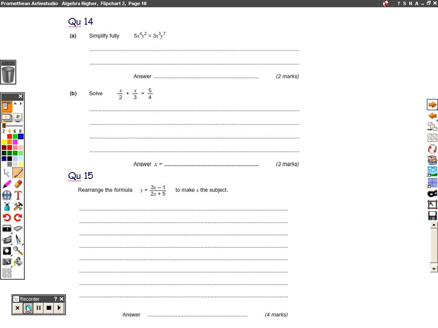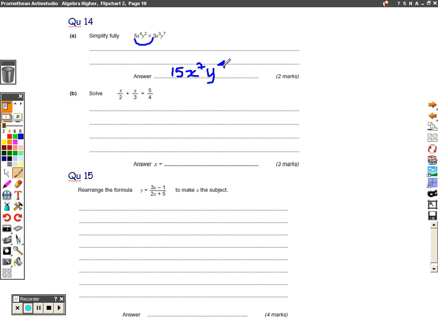Okay, question 14. Simplify fully. Gather your like terms. So 5 times 3 gives you 15. X to the power of 4 times x to the power of 3, add your 2 powers, x to the power of 7. Y squared times y to the power of 7, add your powers, y to the power of 9.